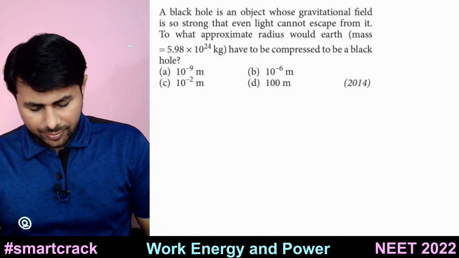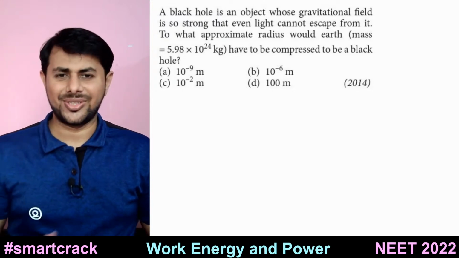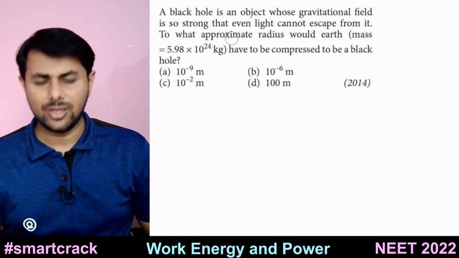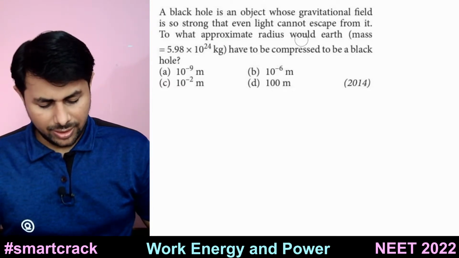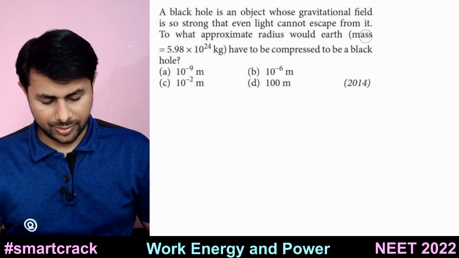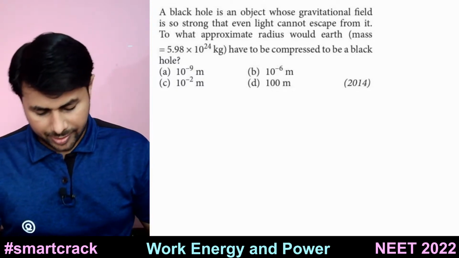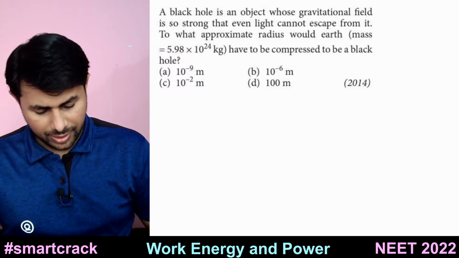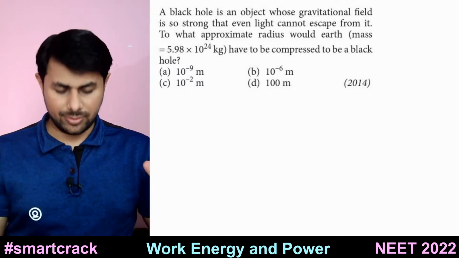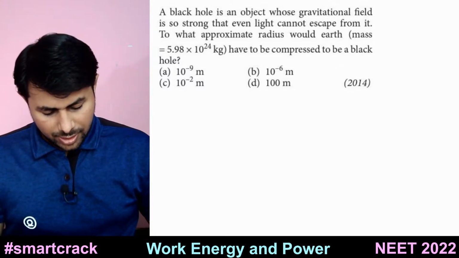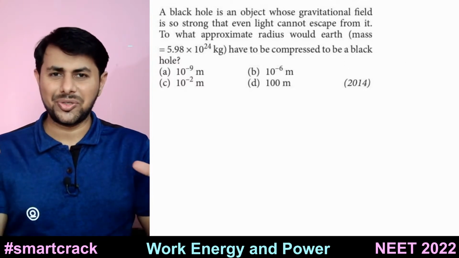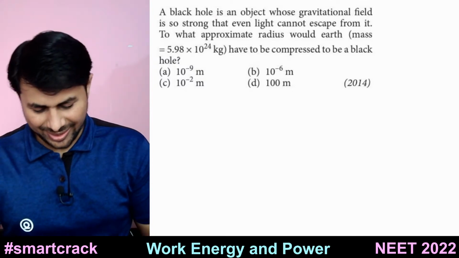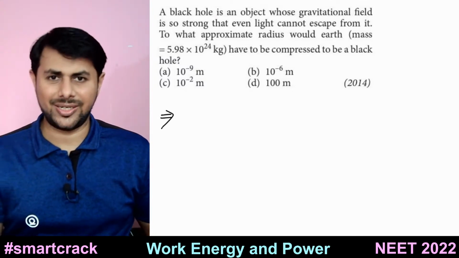Okay, let's move on to the next problem. A black hole. So this is an interesting problem. A black hole is an object whose gravitational field is so strong that even light cannot escape from it. Okay, even light cannot escape. To what approximate radius would Earth, mass is given, have to be compressed? Okay, what should be the radius of Earth to be a black hole? So we are going to compress Earth and we will make a black hole out of it. Okay, so this is the question, what should be the radius?